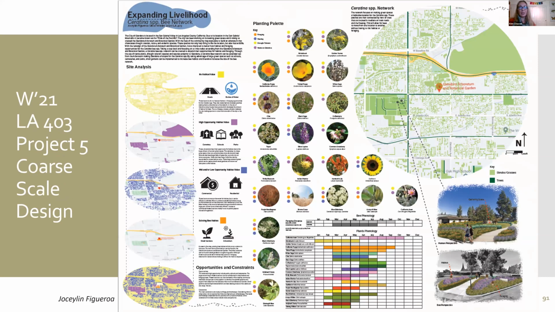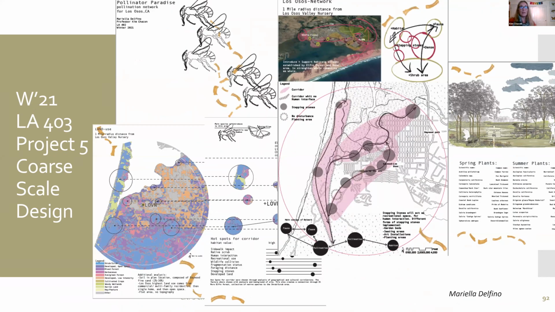Then I had another student. She lived in Glendale, which is very urbanized, and she did this project. She painstakingly went through and highlighted all of the vegetation with green. So she did a really great job with the networking diagram. She considered the phenology, all of the surroundings around the site. Then we had another final project where they actually had to zoom out from whatever site they were working on and work on the greater areas. So this is Mariella's take on the Los Osos Valley Nursery and the surrounding area around it as well.